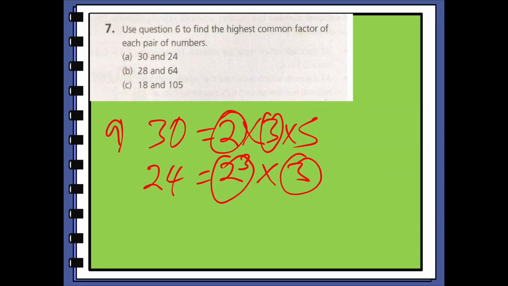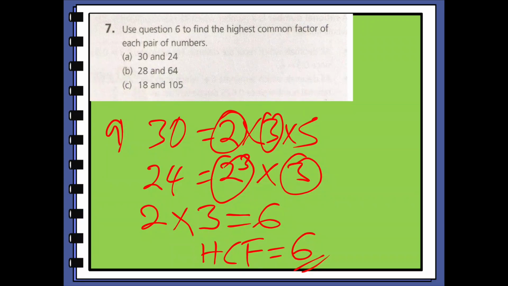So in this case we don't mind the powers when we're finding the HCF. We just mind the bases. So 2 is common, right? Then we multiply with another common number, which is 3. So what do we get when we do 2 times 3? 6. Therefore the highest common factor of 30 and 24 is what? 6. Okay, so you can use the same method to find the highest common factor for B and C.